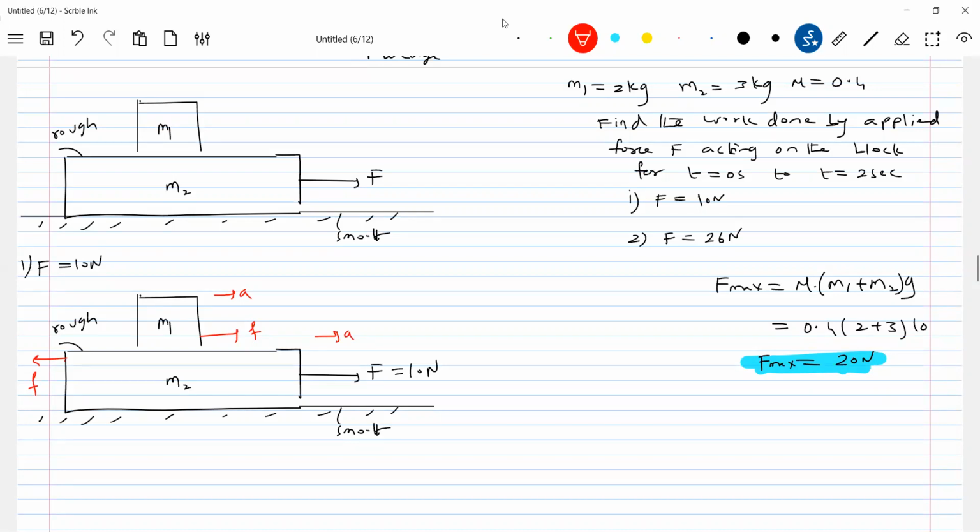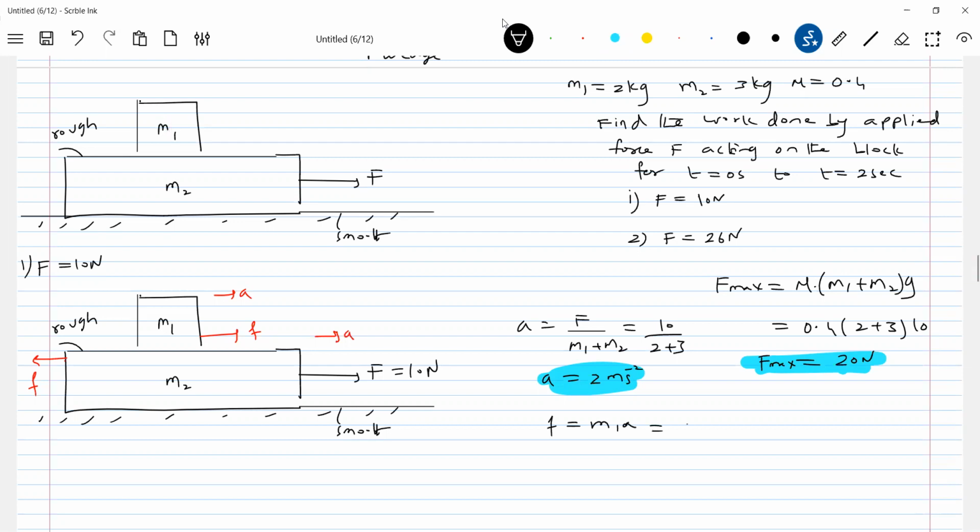So what is the expression for this? What is the net acceleration of the system? The friction will become an internal force. So the acceleration of the system will be F by (M1 plus M2), 10 by (2 plus 3), 2 meter per second square. This is the acceleration. Then let's calculate the frictional force. F equal to M1 A. This will be 2 into 2, 4 Newton.